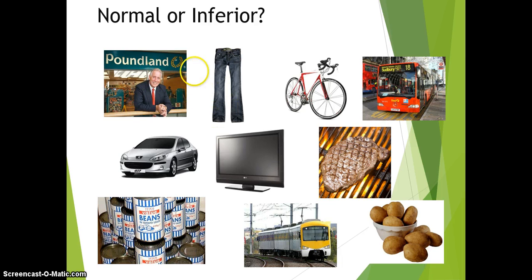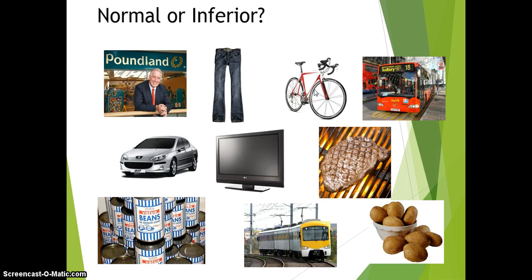Going across, these jeans are just representing fashion in general. Clothes, fashion is a normal good. People will buy more expensive clothes as they get more money. So more income means more money. Going across again, this is a bike. I don't know why I'm explaining that, and hopefully you know what a bike looks like.